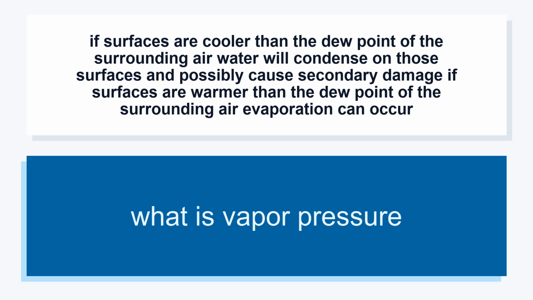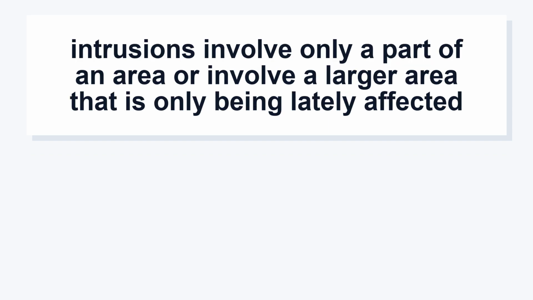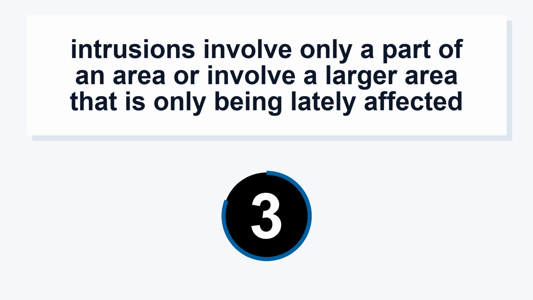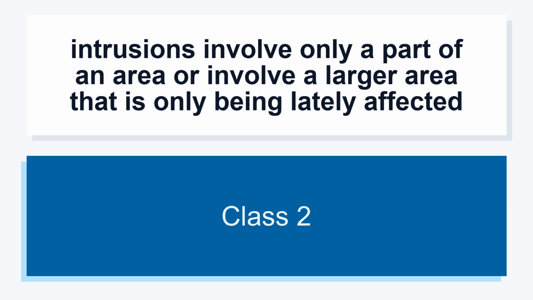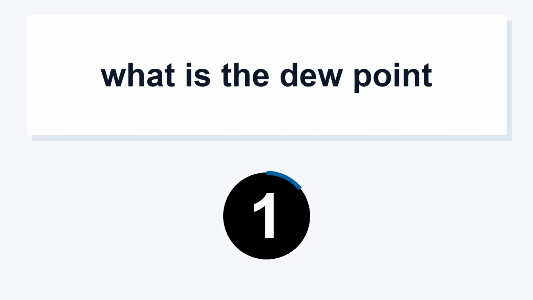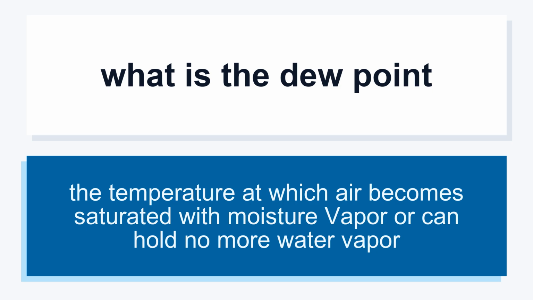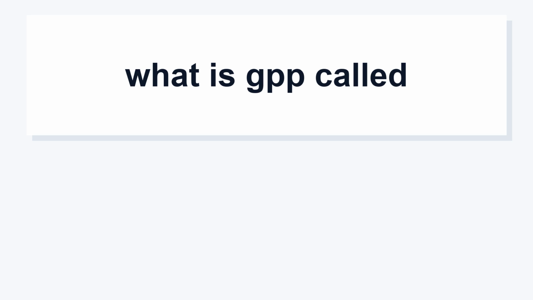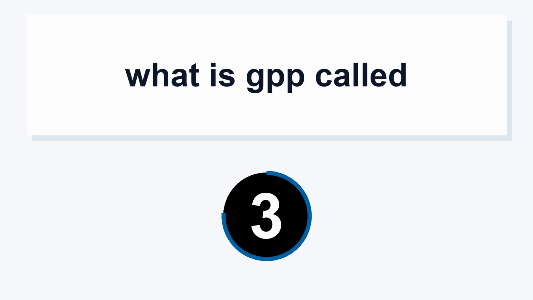What is vapor pressure? Intrusions involve only a part of an area or involve a larger area that is only lately affected. Class 2. What is the dew point? The temperature at which air becomes saturated with moisture vapor or can hold no more water vapor. What is GPP called? The humidity ratio.